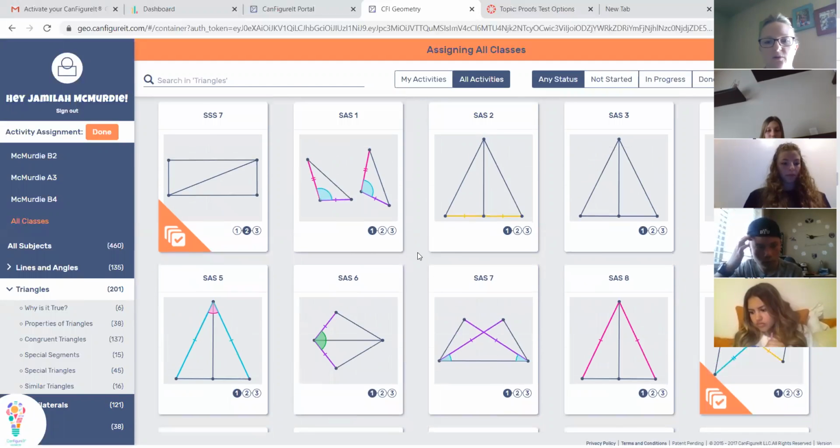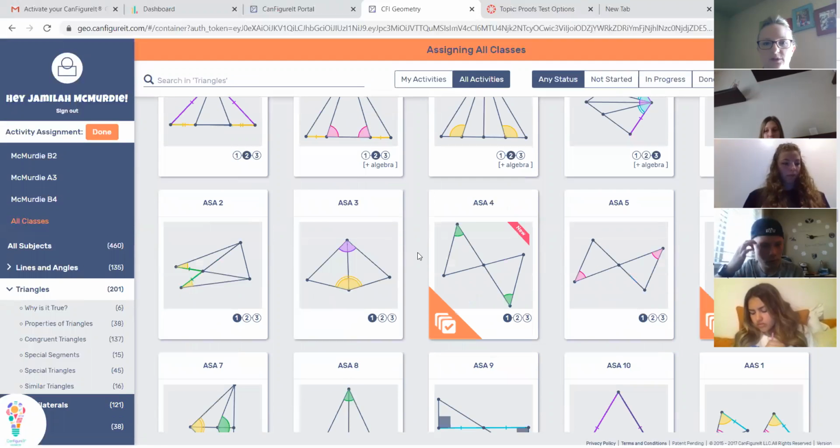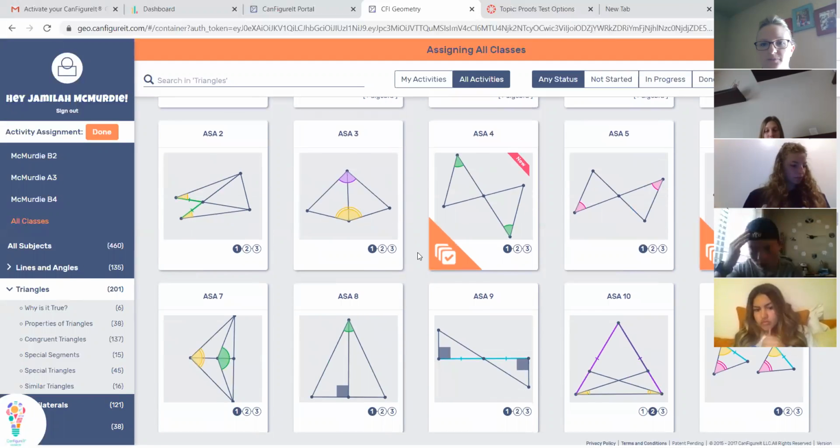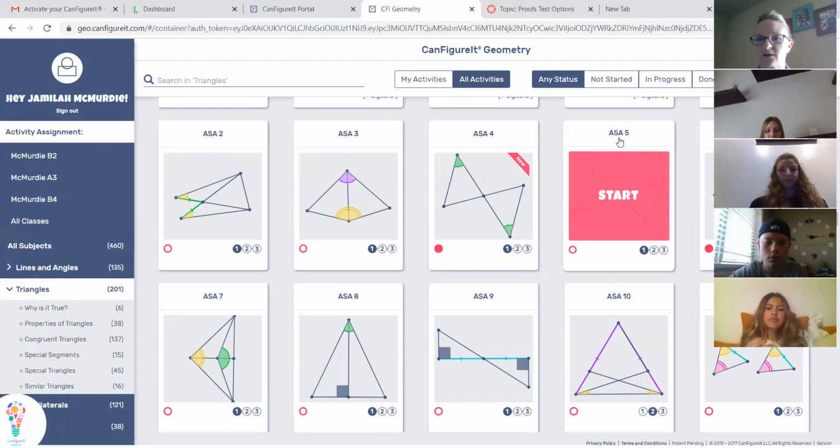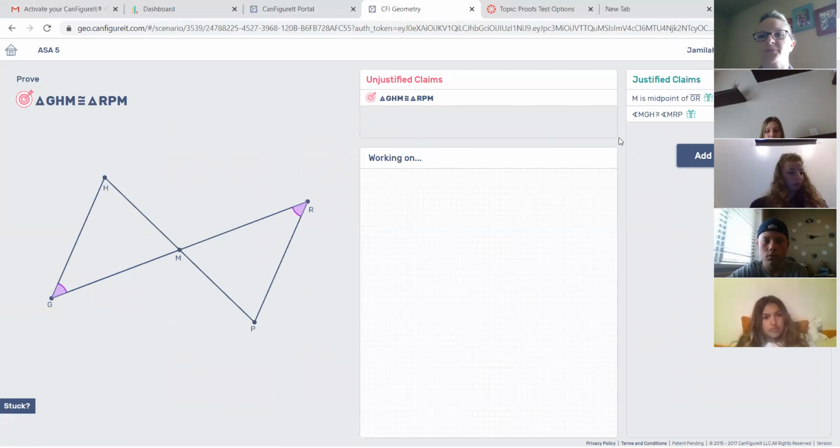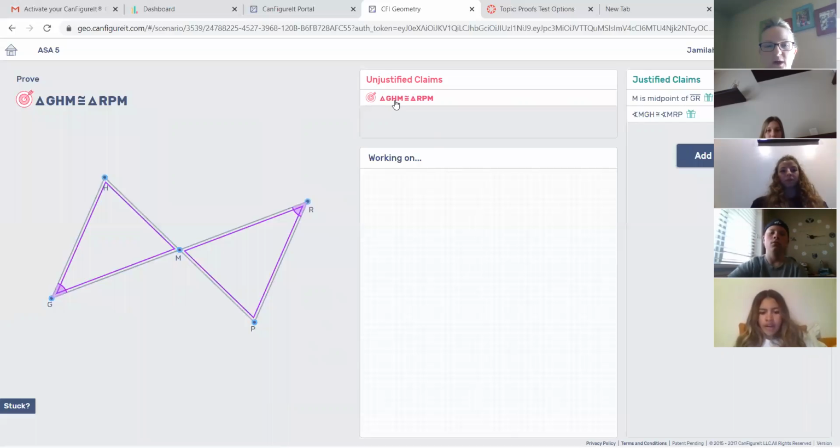All right, so let's do something similar. I just want to show you guys how easy some of these are because they're a little deceiving. So we want to prove that these two triangles, and again, if you hover over the unjustified claim, it'll highlight what it's claiming on your picture. So GHM, the purple triangle on the left, we're trying to justify that it is congruent to RPM, the purple triangle on the right, okay?